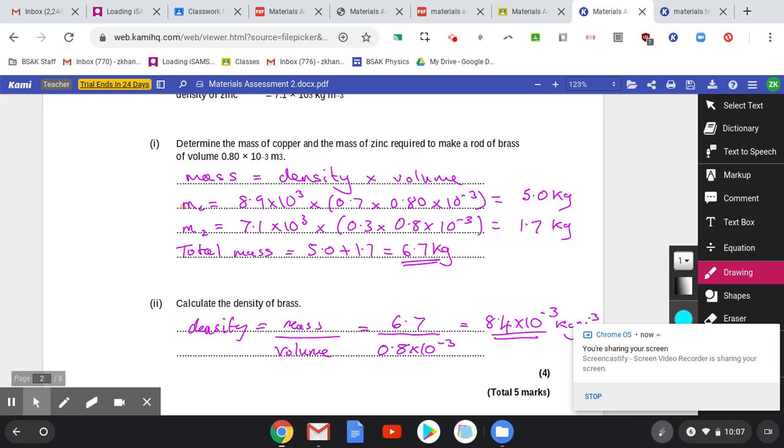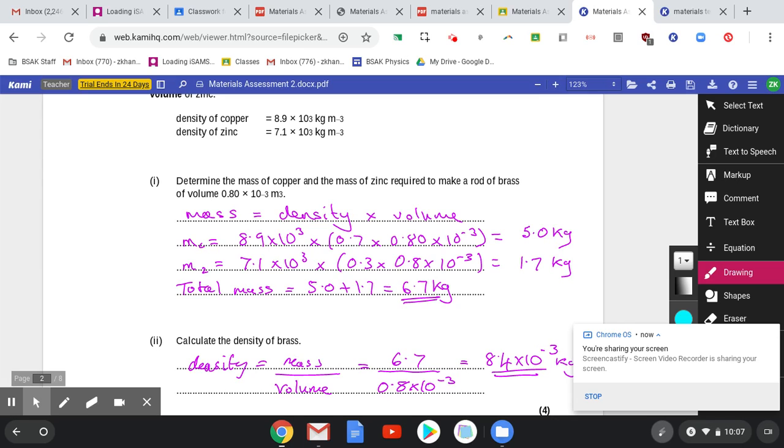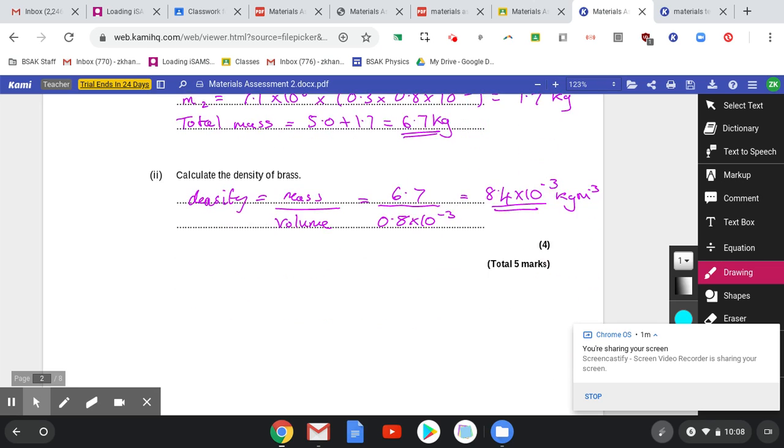So the mass of the copper is the density of copper multiplied by the volume of copper, which was 70% of this volume here, and that gives us 5 kilograms. The mass of zinc is the density of zinc multiplied by the volume occupied by zinc, which is 30% of the total volume, and that gives us 1.7 kilograms. So the total mass of brass, the alloy, is 5 plus 1.7, which is 6.7 kilograms.